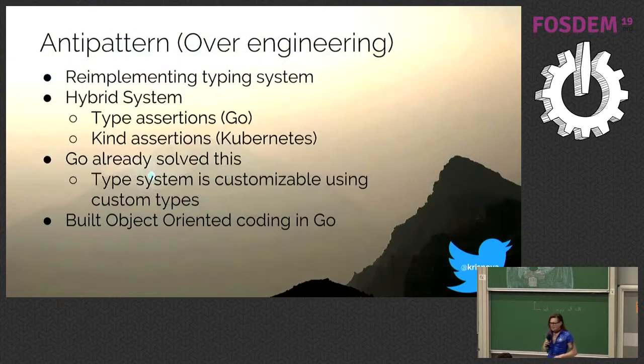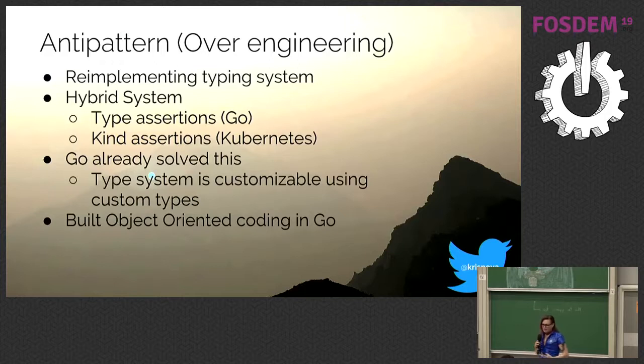OK, so what's the anti-pattern here? There's a lot of over-engineering in my mind going on here. We're basically re-implementing a typing system, right? We've gone through and we said we're going to create all these new types. We call them pods, and a type in Kubernetes has all this wonderful meta information about it with all this built-in logic. But maybe the Go type system natively also would have given us a lot of those features out of the box if we could have just taken advantage of it.